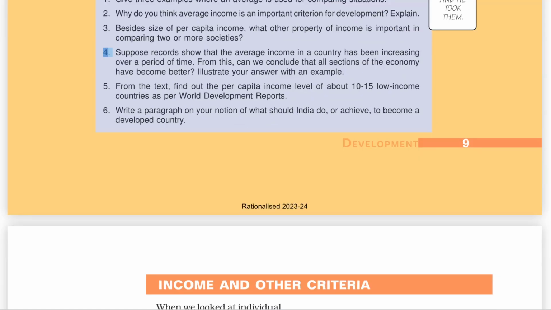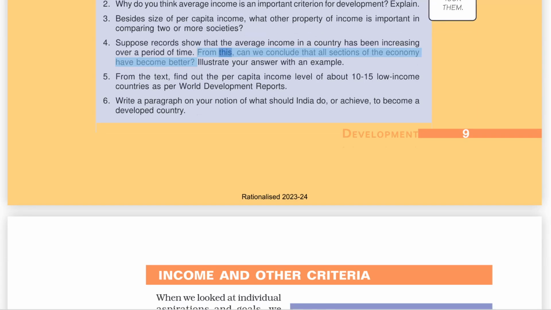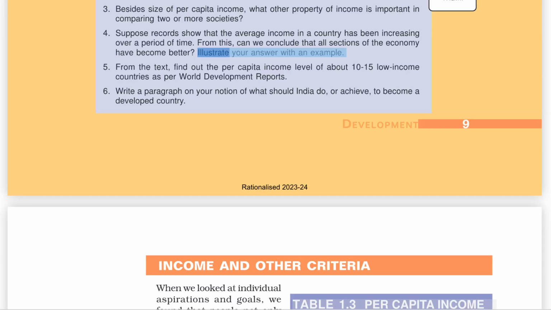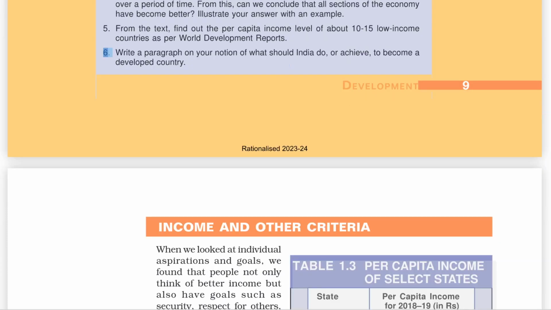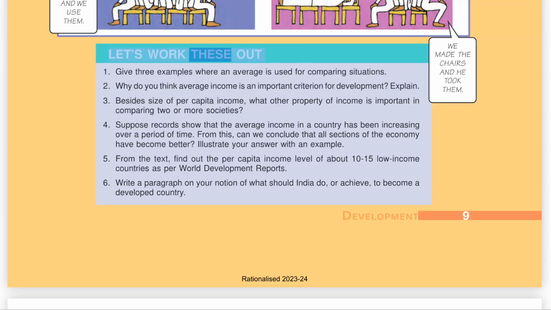4. Suppose records show that the average income in a country has been increasing over a period of time. From this, can we conclude that all sections of the economy have become better? Illustrate your answer with an example. 5. From the text, find out the per capita income level of about 10 to 15 low-income countries as per World Development Reports. 6. Write a paragraph on your notion of what should India do or achieve to become a developed country. Let's work these out.